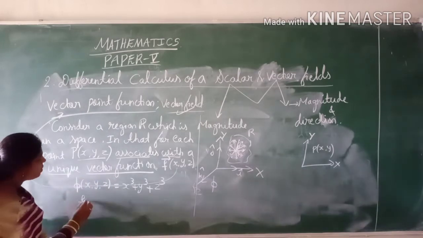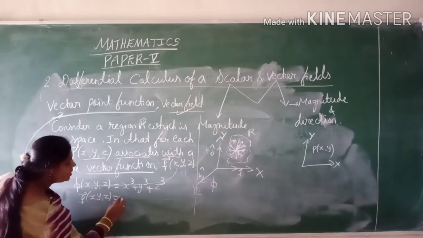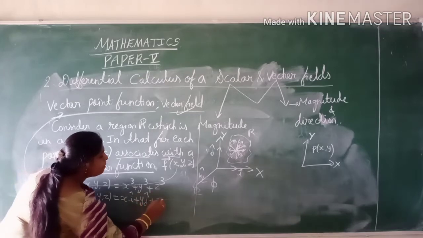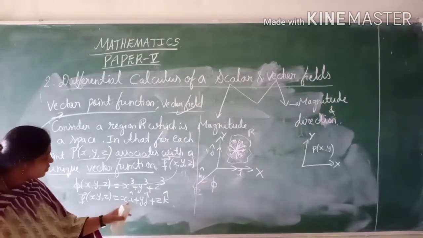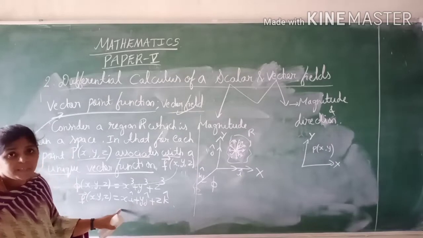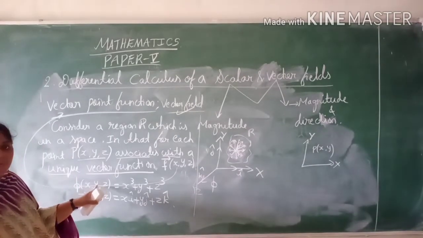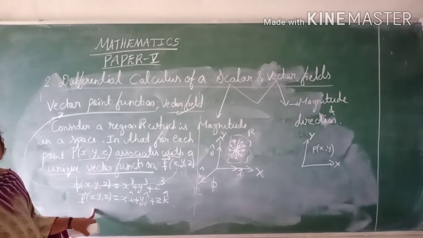Similarly, I will define the vector f of x comma y comma z equals x into i cap plus y into j cap plus z into k cap. Now see here the coordinates. Which are the coordinates? They are the unit vectors i, j, k. Then we call it a vector. This is the minor difference between the scalar point function and the vector point function.